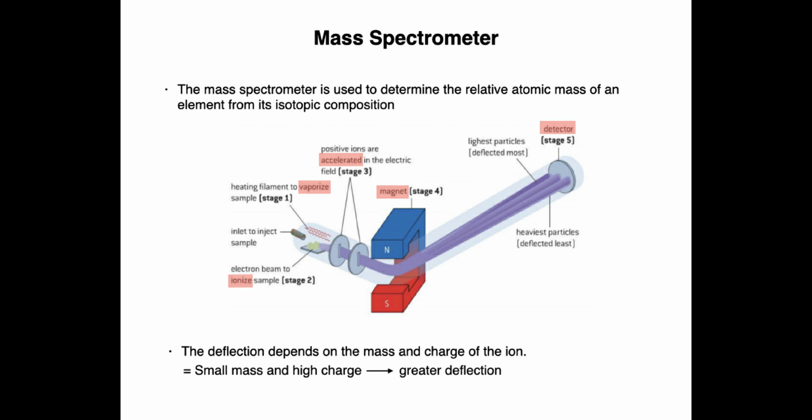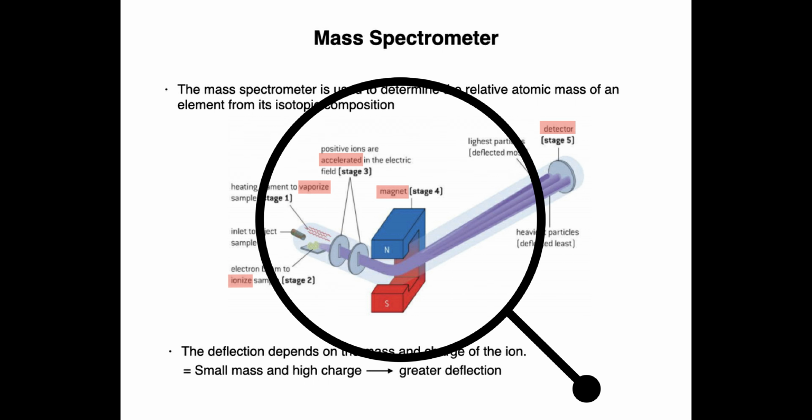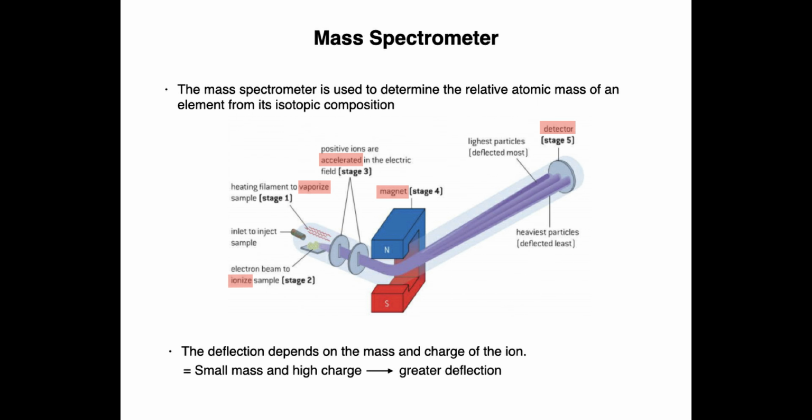Relative atomic mass can be determined by a mass spectrometer. This is a mass spectrometer. The mass spectrometer is used to determine the relative atomic mass of an element from its isotopic composition. Let's look at stage 1. A vaporized sample is injected into the instrument, and it is ionized by an electron beam.